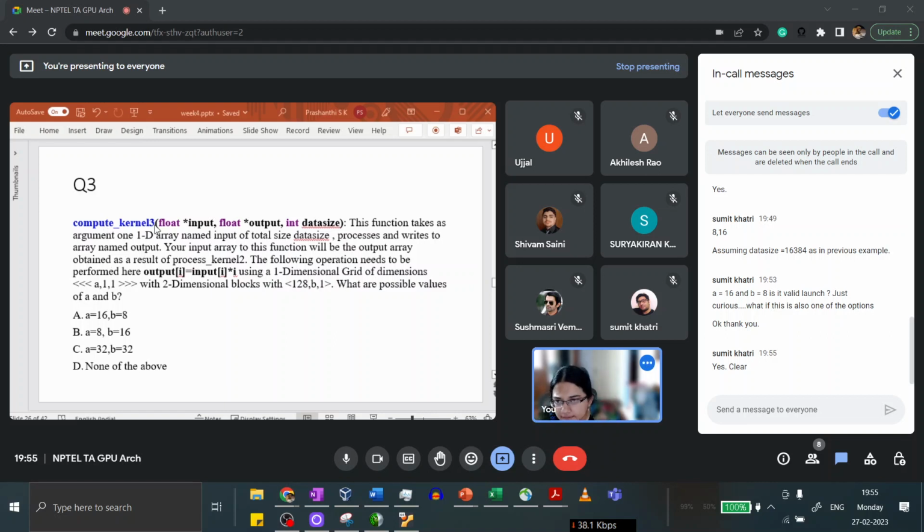Right. Compute kernel 3 takes as argument a 1D array named input of total size data size, processes and writes to an array named output. The input array to this function will be the output array obtained as a result of compute kernel 2. Again, take this to be compute kernel 2. It's probably a typing error in the question. The following operation needs to be performed here. Output of I equal to input of I star I, using a one-dimensional grid of dimensions a, 1, 1 with two-dimensional blocks 128, b, 1. What are the possible values of a and b?